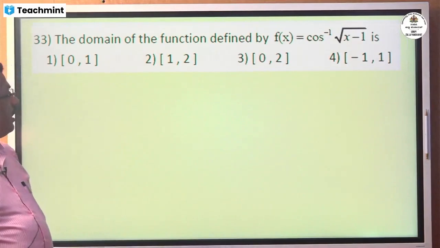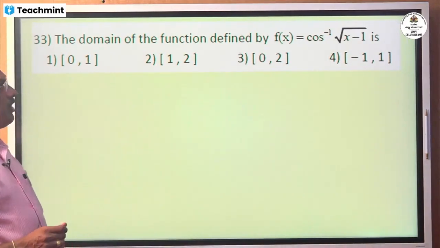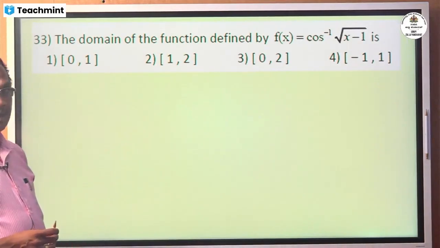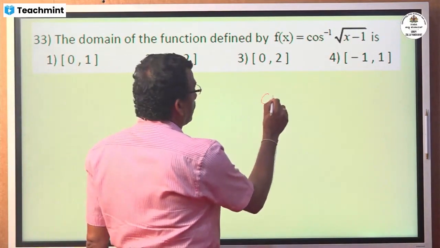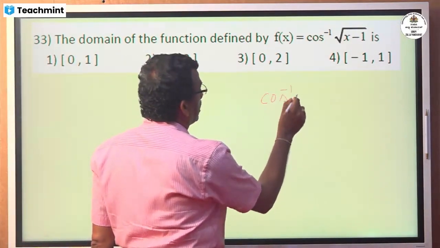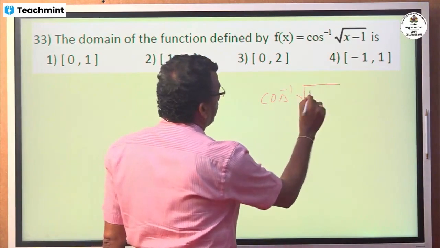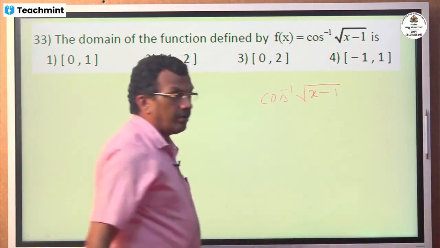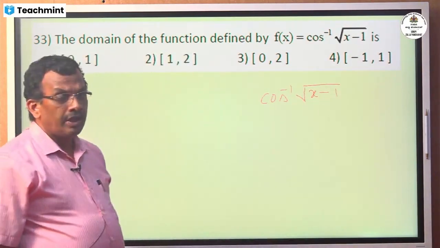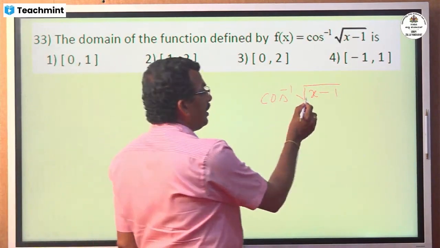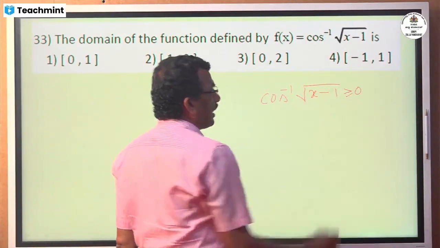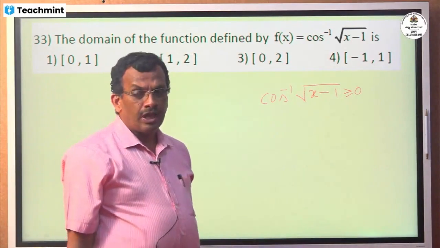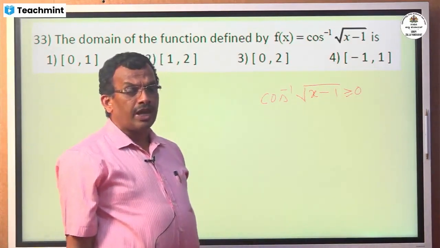Next, the domain of the function defined by f of x equal to this one is. They ask you to calculate the domain. Cos inverse. First PUC ಕಾನ್ಸೆಪ್ಟ್ ನ ಒಟ್ಟಿಗೆ ಸೆಕೆಂಡ್ PUC ಚಾಪ್ಟರ್ ಅನ್ನ ನೀವು ಸೇರಿಸ್ಕೊಳ್ಬಹುದು. This condition says that whenever square root is there, a term under the root is always greater than or equal to 0. ಅದು ಯಾವತ್ತು greater than or equal to 0 ನೇ ಆಗಿರಬೇಕು.